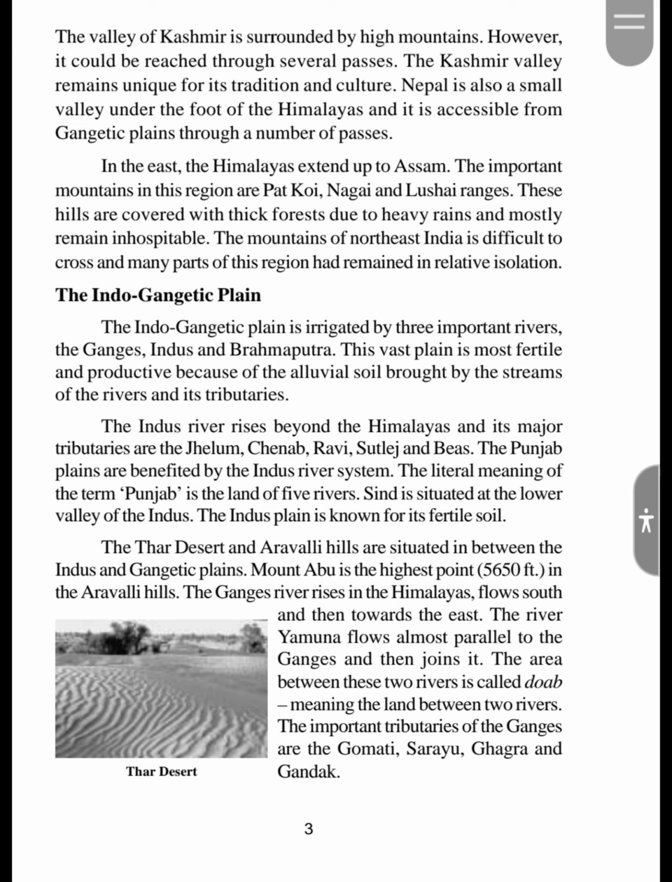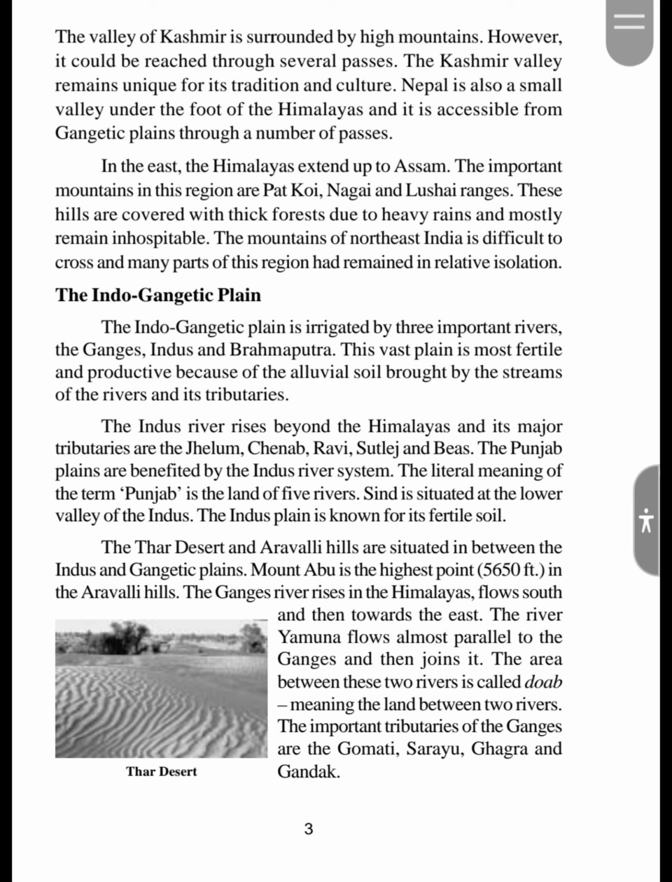In the east, the Himalaya extends up to Assam. The important mountains in the region are the Patkoi, Naga, and Lushai ranges. These hills are covered with thick forest due to heavy rain and mostly remain inhospitable. The mountains of northeast India are difficult to cross, and many parts of the region had remained in relative isolation.